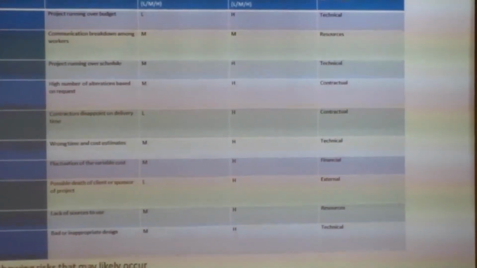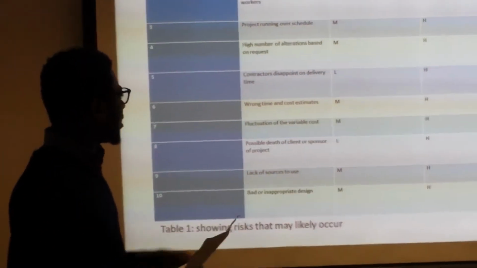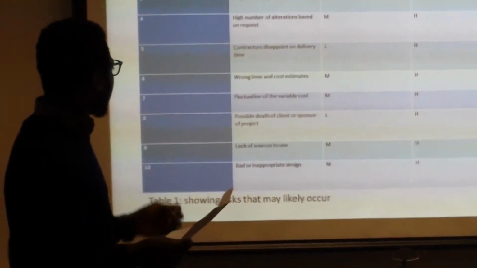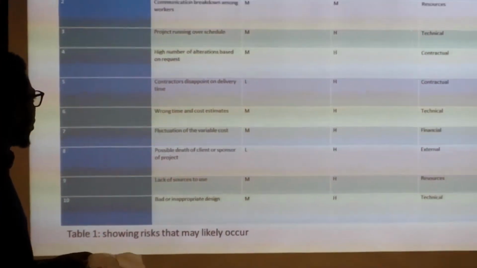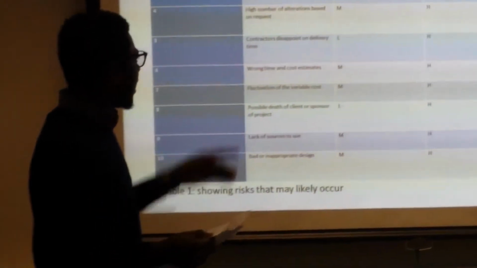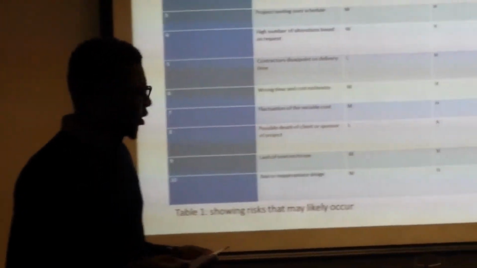Delivery time is very important. As you may see, the possibility is very low, but the impact on the business is very high. Project wrong time and cost estimates. This is a very crucial and very, very important aspect of project management. As you can see, the impact is very high, but the probability of this happening is medium.